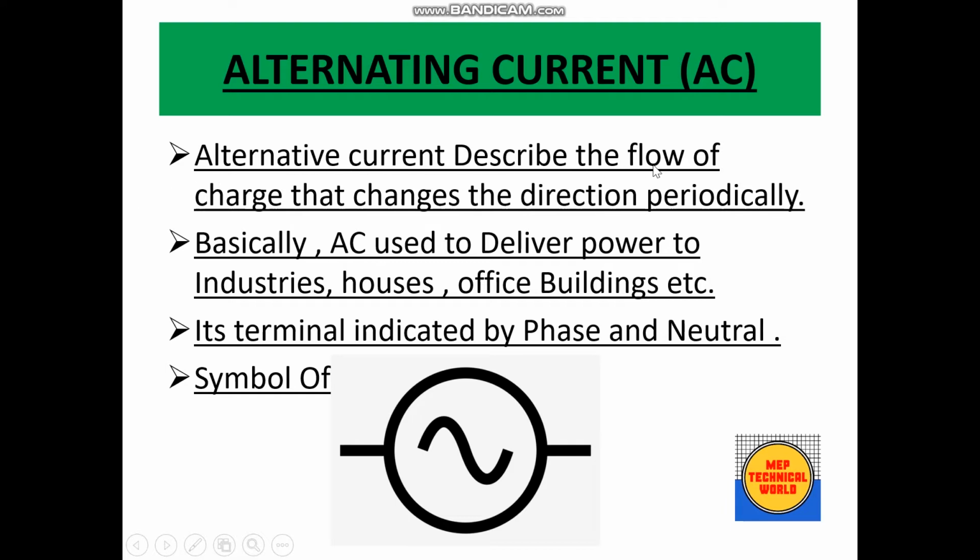Alternating current describes the flow of charge that changes direction periodically, which means it changes direction from positive cycle to negative cycle. Like this, alternating current travels in the electrical circuit. Basically, AC is used to deliver power to industries, houses, office buildings, etc. Its terminals are indicated by phase and neutral, and the symbol of alternating current is like this. It is in sinusoidal form.